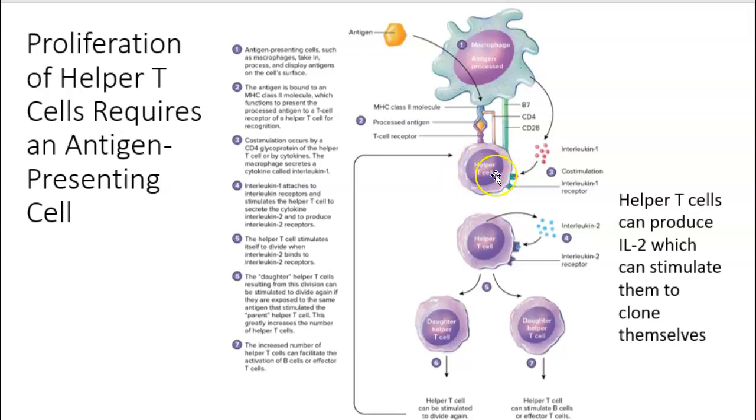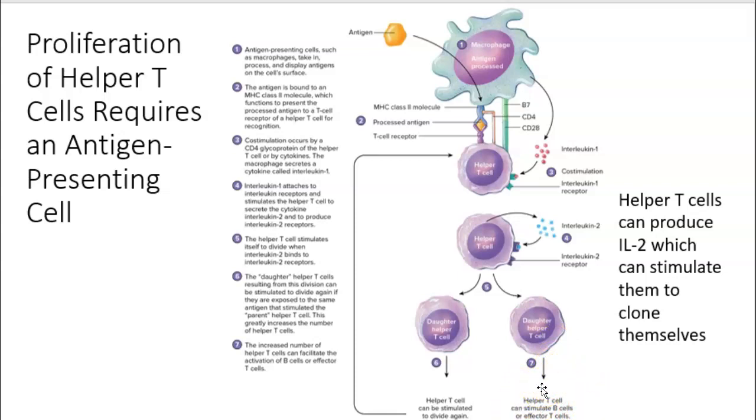Once the helper T cell becomes activated and is co-stimulated, then the helper T cell can start producing something called interleukin 2. Helper T cell releases interleukin 2, which will bind to a receptor on its own surface. Isn't that kind of funny? It kind of is a loop here. Interleukin 2 binds to its own receptor on the helper T cell surface, and now the helper T cell can clone itself. And so here we go. You see helper T cells can be stimulated to divide again. We can make more clones, or helper T cells can then help stimulate B cells or effector T cells.